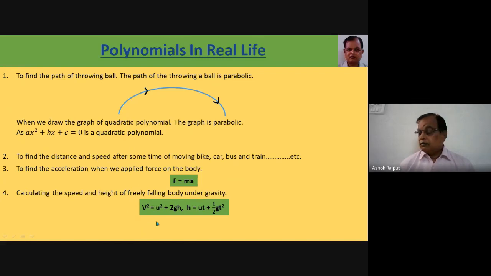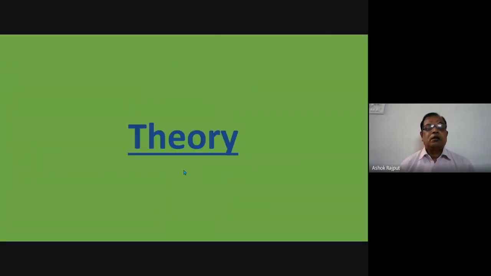Now we will explain the next part, which is theory. Theory is important to start any subject. First, we want to know what this chapter is and what these things are. So first we clear these things in theory and define some terms also.